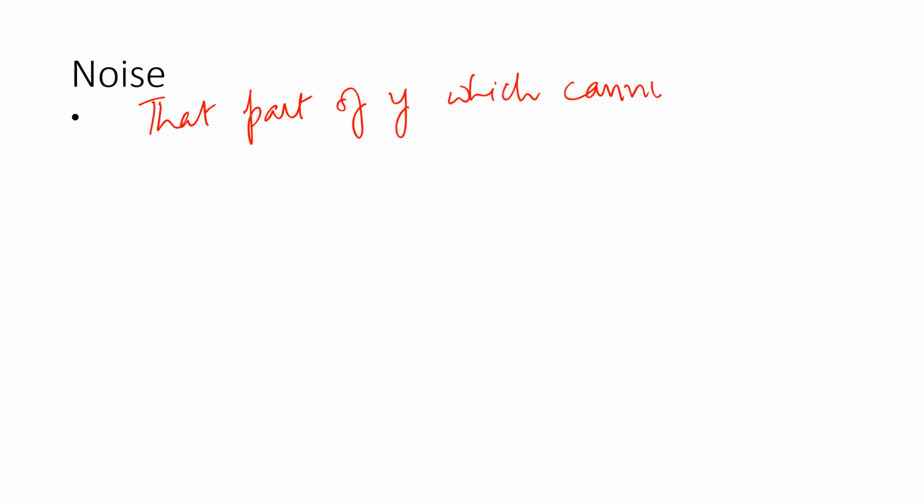So in very basic terms, noise is that part of Y which we cannot model. Let me write it down. That part of Y which cannot be modeled. What does that mean? And why? So Y, by the way, I'm talking about this Y, is the observed value in the data, right? Whatever you have, the outcome value. That's what I mean by Y.